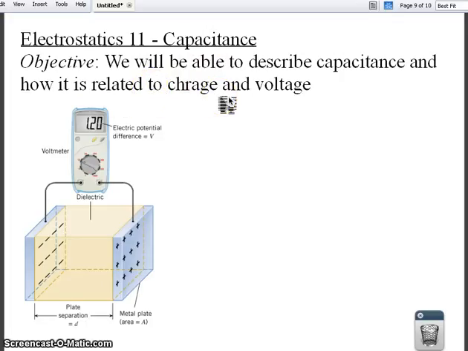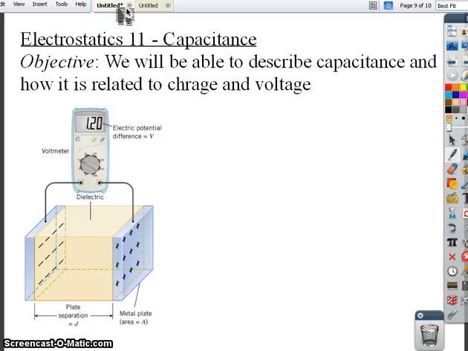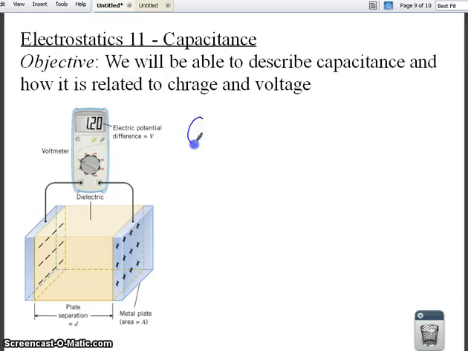Think of capacitance as kind of like maximum occupancy, okay? We know that a capacitor stores charge.